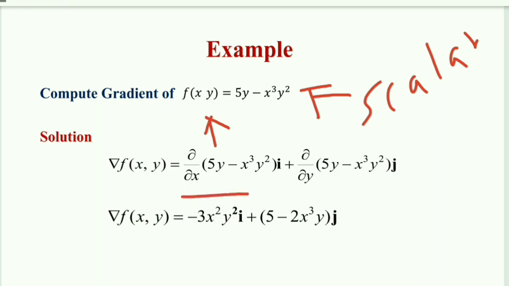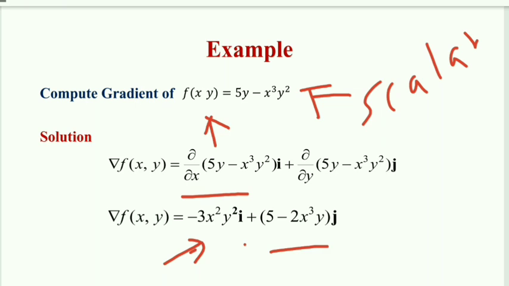Here I have to differentiate with respect to x. First I differentiate 5y: dou by dou x of 5y will give 0, because we are differentiating with respect to x. Then x cube, if you differentiate, becomes minus 3x squared y squared i. Similarly, differentiating with respect to y, dou by dou y of 5y is 5, and minus x cube is constant; differentiating y squared gives 2y. So minus 2x cube y j.